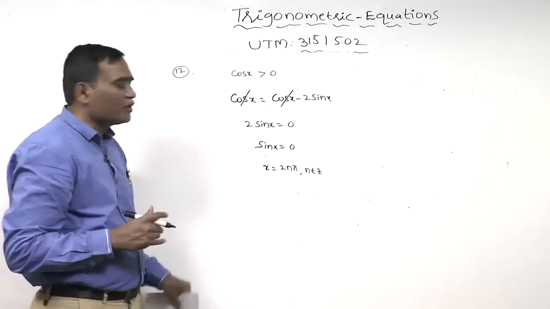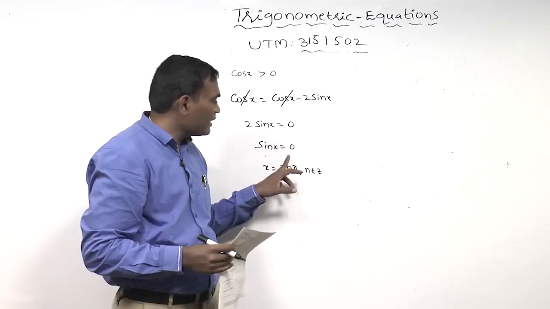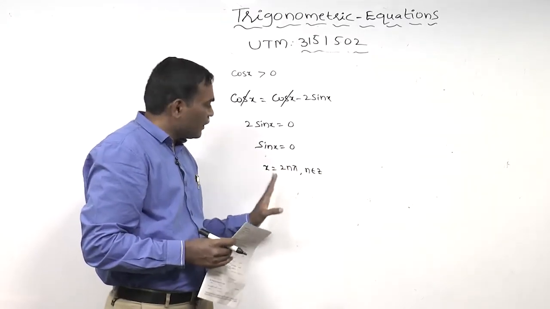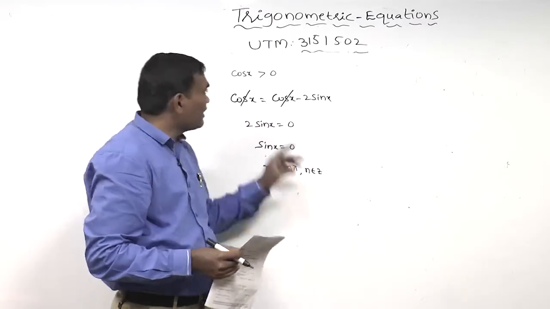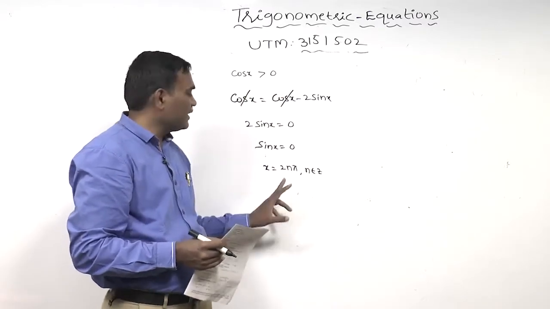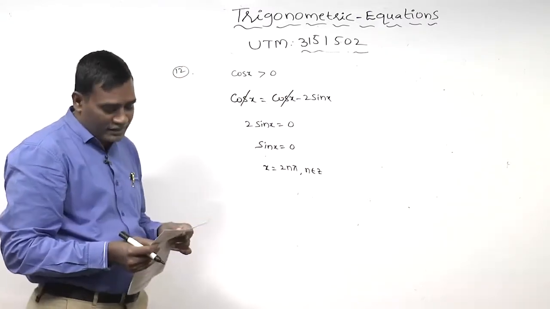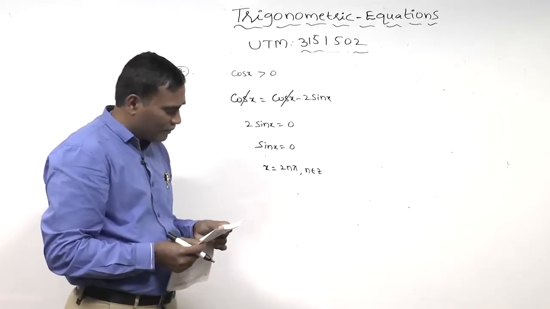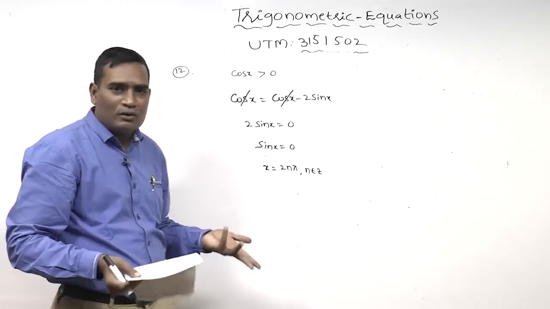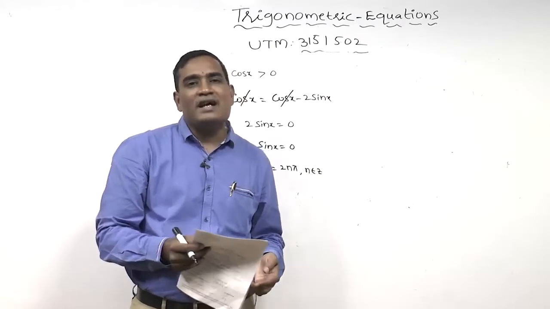Here sin x is equal to 0 means x is equal to n pi. But here x is equal to n pi means what? Pi, 2 pi, 3 pi, 4 pi. But here cos x is greater than 0. That's why here you take 2n pi. Next, one more condition is there. X is equal to 2n pi. That is there in option D. So our answer is option D is the correct answer.